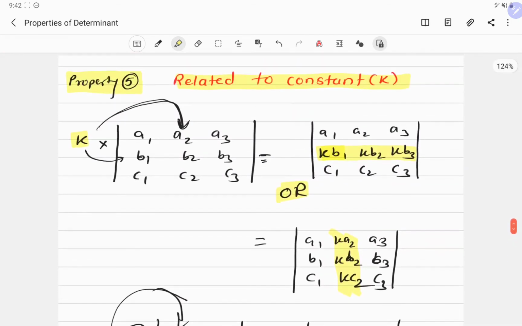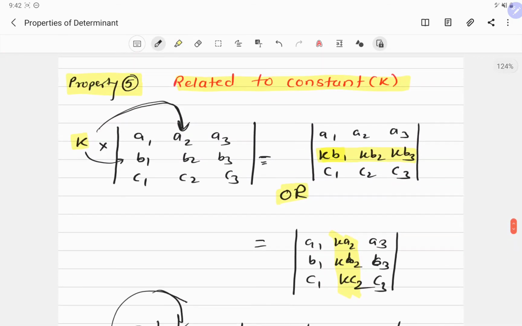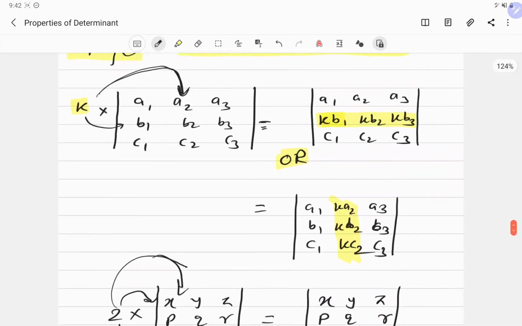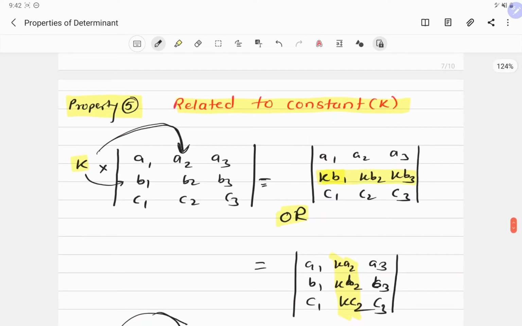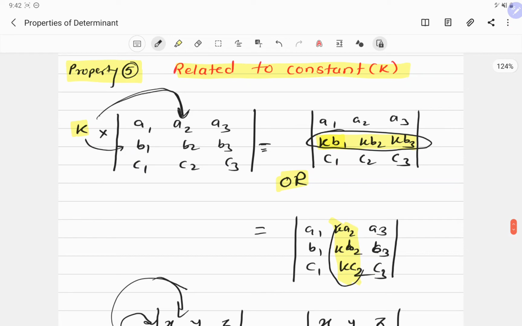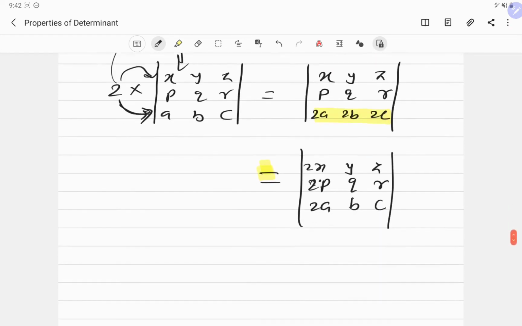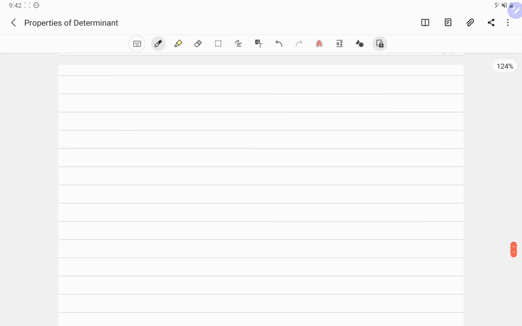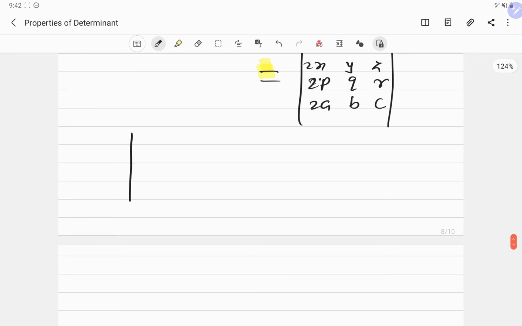Now in exactly the opposite way, if you want to take a constant common from a row or column, then make sure that that constant is common in that particular row or that particular column, so that you can take that constant outside the determinant. Let me explain this with a simple example. Say the first row is 5, 7, minus 1, the second row is 2, 10, and 12, and the third row is, let's say, minus 1, 0, and 15.